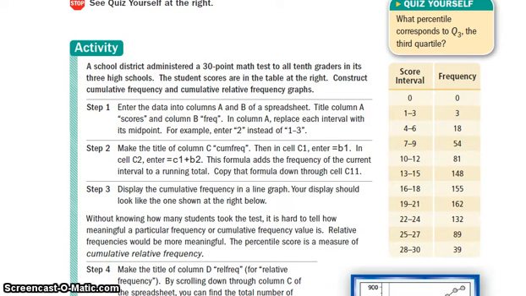In the activity, a school district administered a 30-point math test to all 10th graders in its 3 high schools. The student scores are in the table at the right. Construct cumulative frequency and cumulative relative frequency graphs. Okay, so here's the frequency: 0, 3, 18. To make them cumulative, you would be adding them. So 0, 3, 21, and so forth.